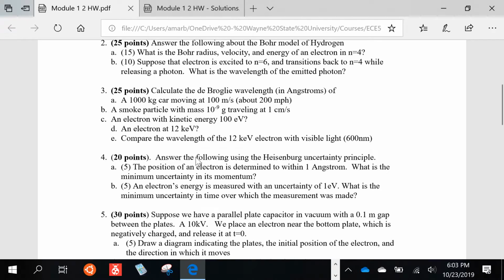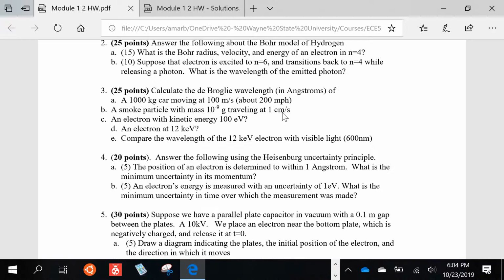So here we calculate the de Broglie wavelength of a 12 kilovolt electron. We're comparing with visible light. Both of these things have de Broglie wavelengths that we can calculate and are not too small. Some of these other examples, like if you calculate the de Broglie wavelength of a 1,000 kilogram car moving at this speed, or a smoke particle with a mass of 10 to the negative 9 grams traveling at this speed, they have de Broglie wavelengths of like 10 to the negative 34, or 10 to the negative 28, something like that.